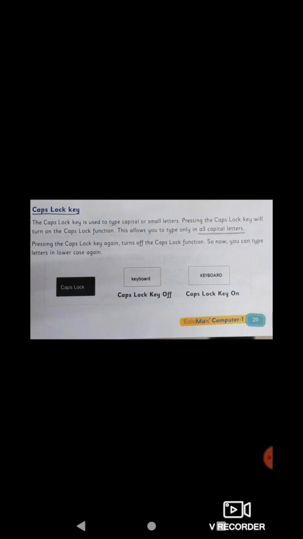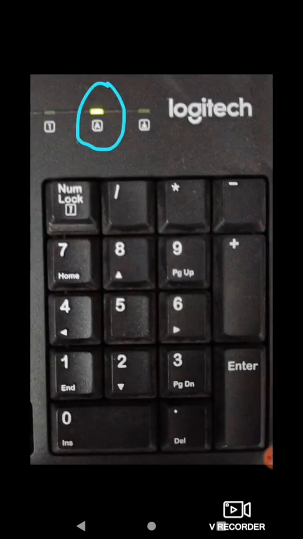So just to quickly summarize what we learned, students, we saw different types of keys. Alphabet keys consist of letters from A to Z. Number keys contain digits from 0 to 9. Then we saw some special keys like the cursor key, function key, enter key, backspace key, delete key, caps lock key. These are a few special keys on the keyboard. Let's continue.